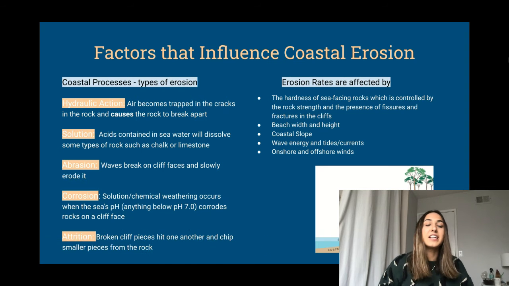Now we're going to take a look at some of the factors that influence coastal erosion. So first we have the coastal processes and the erosion rates. Coastal processes, or the types of erosion that can occur, are hydraulic action, solution, abrasion, corrosion, and attrition. The erosion rates are affected by the hardness of sea-facing rocks, which is controlled by the rock strength and the presence of fissures and fractures in the cliffs.